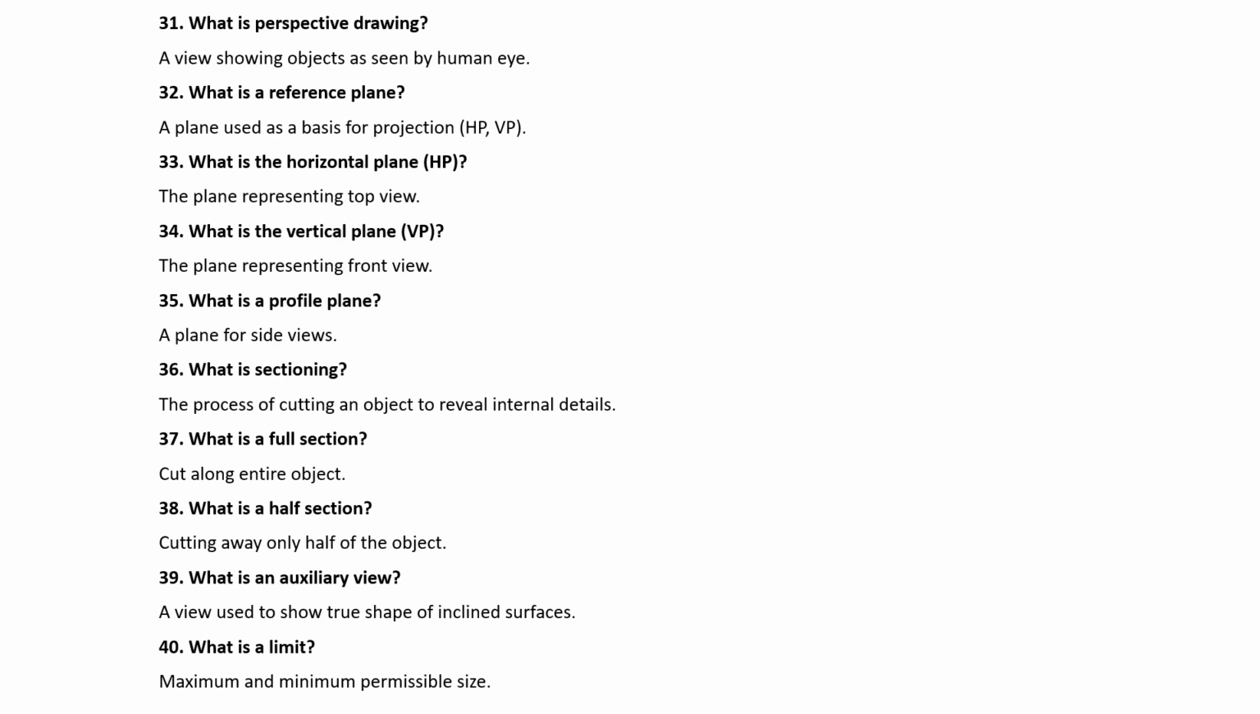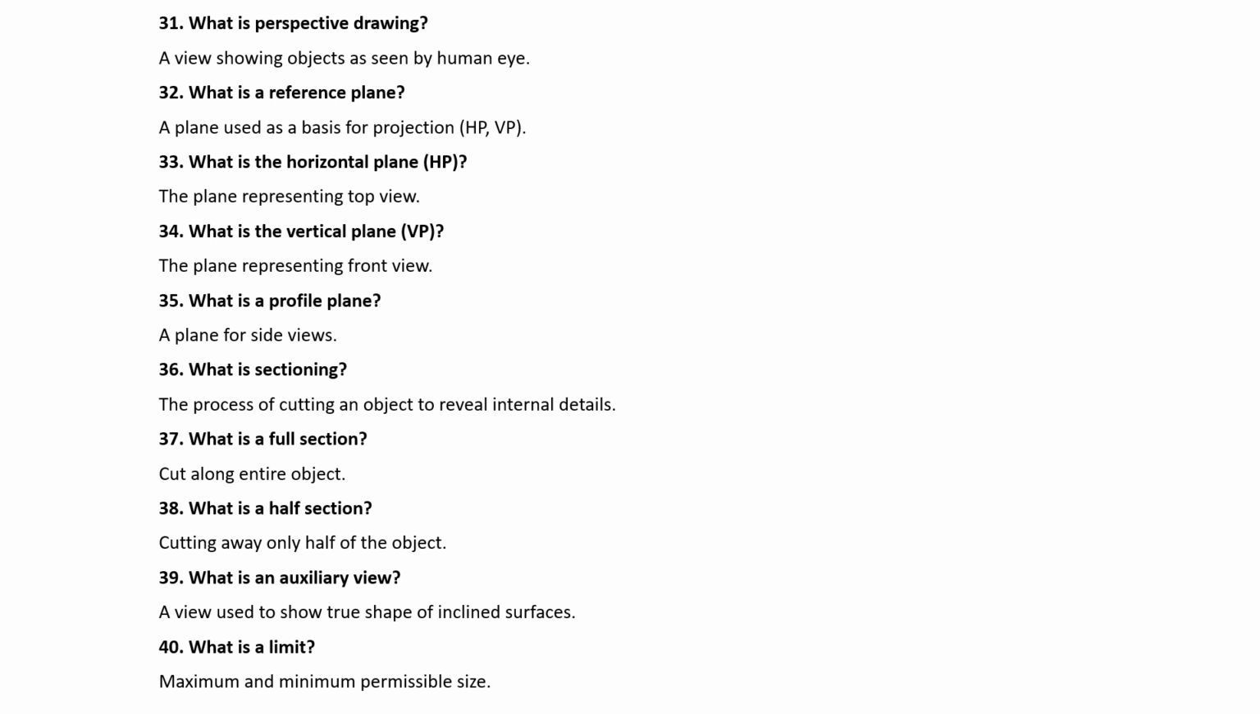31. What is perspective drawing? A view showing objects as seen by the human eye. 32. What is a reference plane? A plane used as a basis for projection, HP, VP. 33. What is the horizontal plane, HP? The plane representing top view.